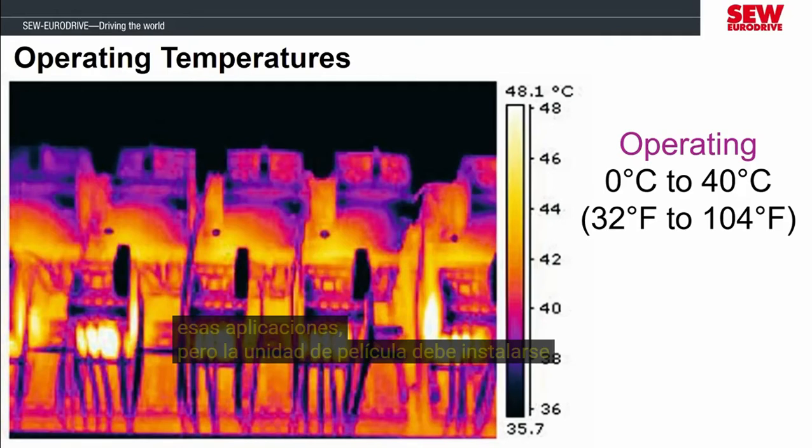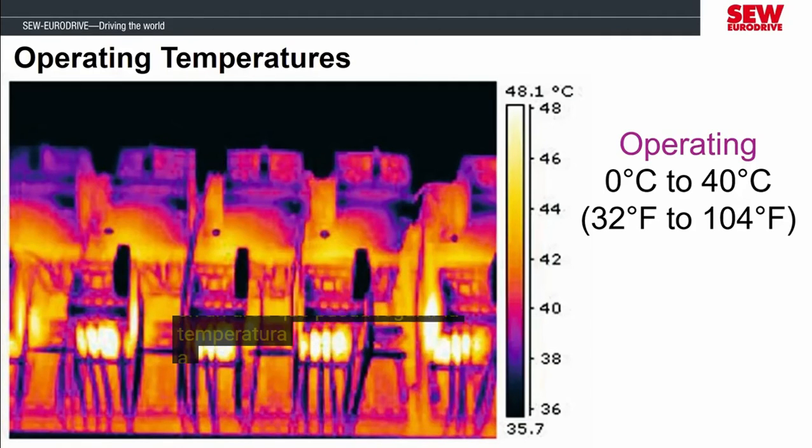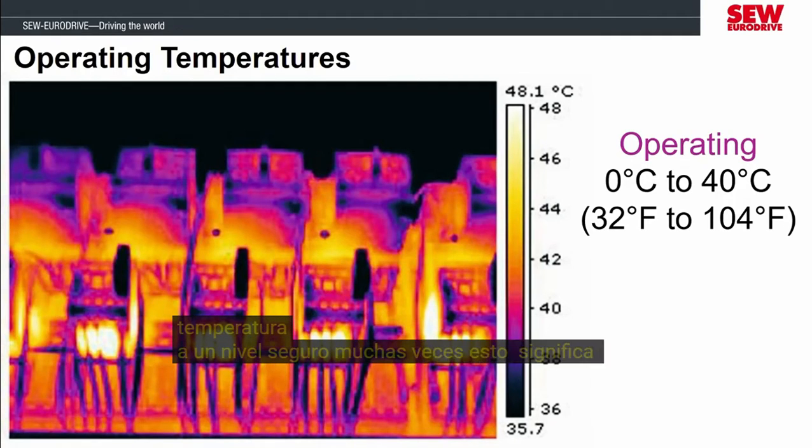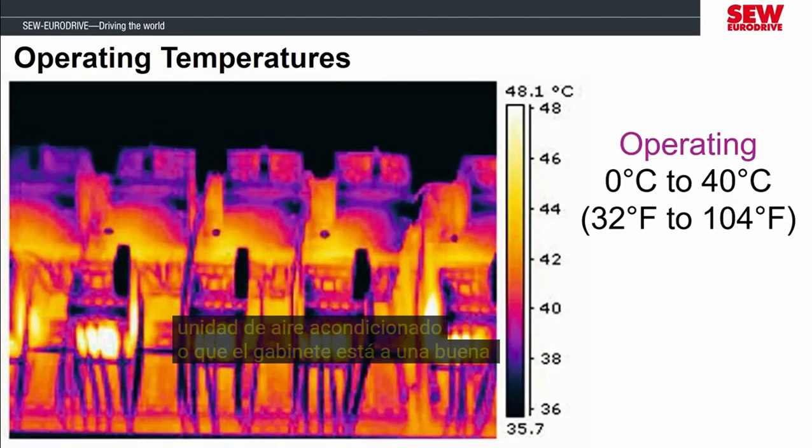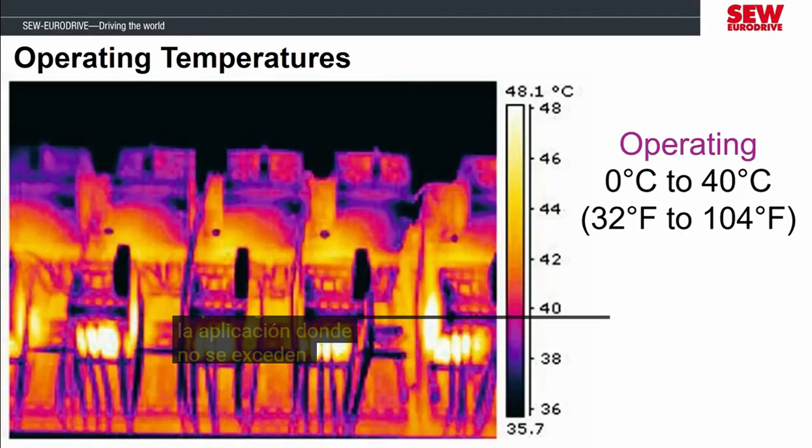But the MOVIDRIVE has to be installed in an area that can regulate the temperature into a safe level. Oftentimes, this means the electrical cabinet has its own air conditioning unit, or the cabinet is a good distance from the application where these temperature limits aren't exceeded.